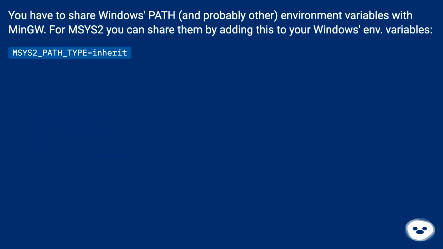You have to share the Windows path and probably other environment variables with mingw. For msys2 you can share them by adding this to your Windows environment variables: MSYS2_PATH_TYPE equals inherit.